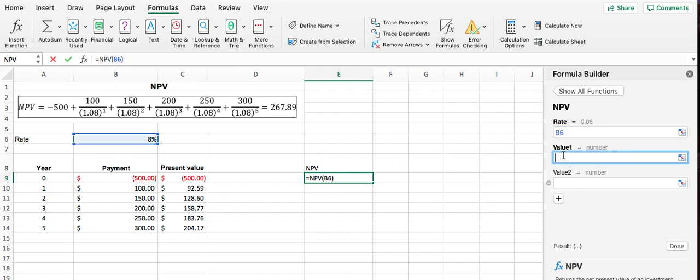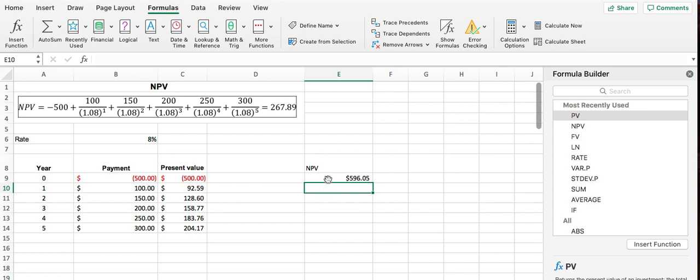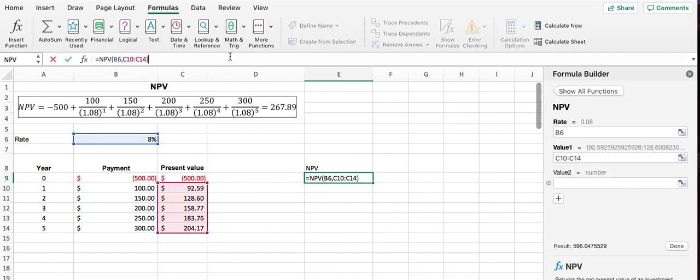Now here the values are going to be from the year after the first year. You will be dragging year 1 to year 5, not from year 0, because you'll be getting a different amount. So let's press done. Is this correct, guys? No. What did I say net present value was at the beginning?